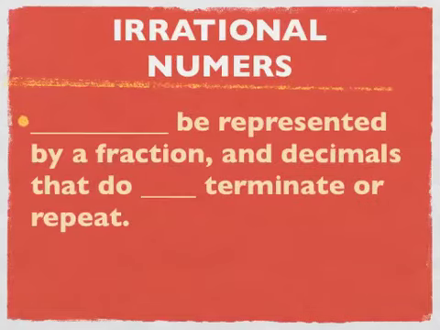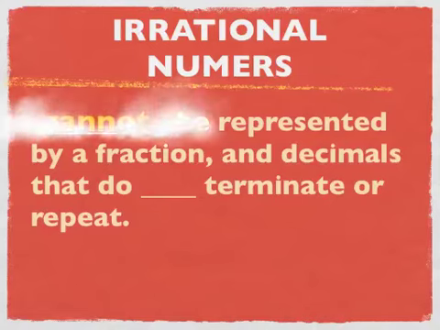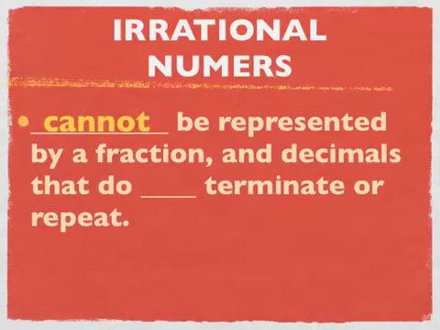An irrational number cannot be represented by a fraction, and its decimals do not terminate or repeat. A great example of an irrational number is pi. We usually learn pi, and we only learn it to 3.14, but pi actually keeps going on and on forever, and there's no pattern. It doesn't repeat, and it does not ever stop, so it does not terminate.